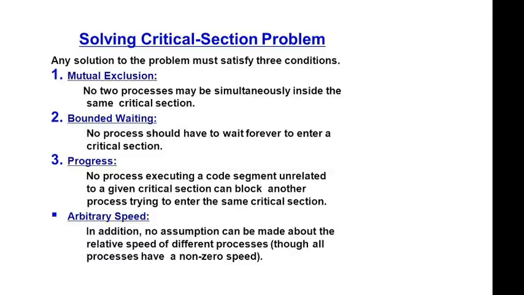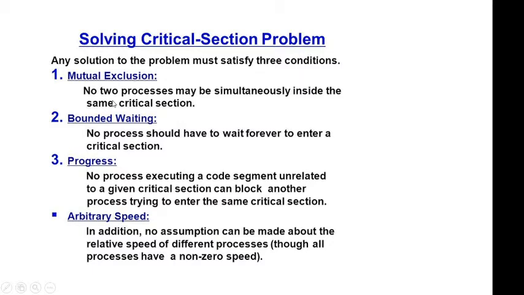So you've got many solutions for this critical section problem, but whatever solutions that we have all must have these three qualities. One is called the mutual exclusion. Obviously, when one process is in its critical section, no other process can be in its critical section. The second is bounded waiting. Bounded waiting, if one process wants to enter its critical section, you cannot keep him waiting forever. You should not wait forever.